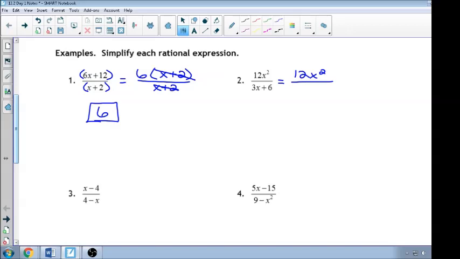If it's only 2 terms, I'm looking to do one of 2 things. I'm either going to take out a GCF, or it's the difference of two squares. In this case, I know for a fact it is not the difference of two squares because it is addition. So I'm going to look for a GCF.